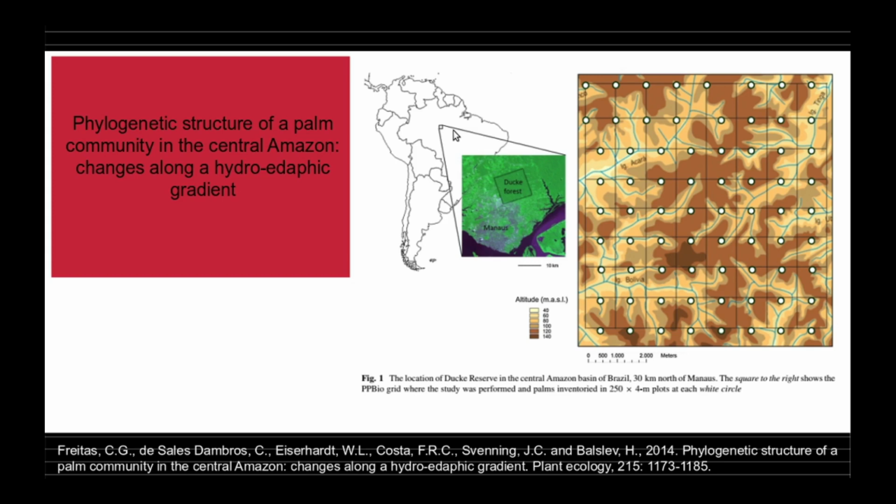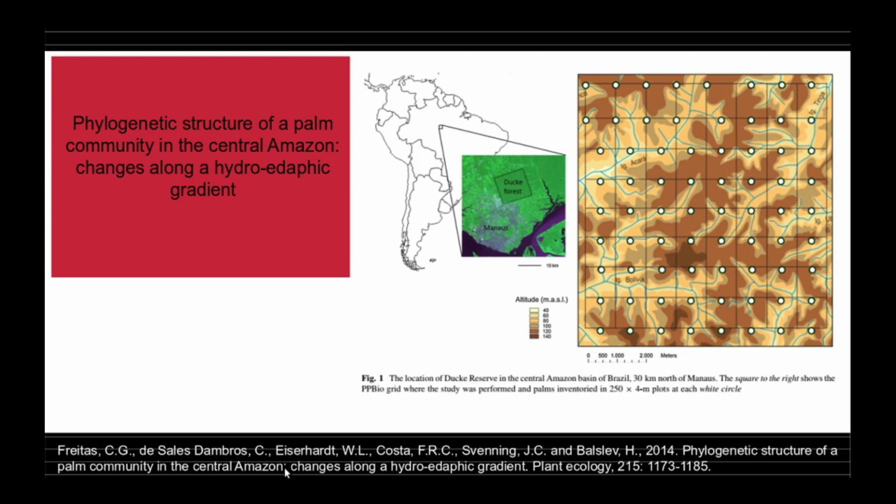So community ecology, even today, even after 6 years, is still lacking a set of central theories that synthesize its general principles. So by the time I was writing this paper, the phylogenetic structure of palm community in the central Amazon changed along a hydroedific gradient, and here you can see the full reference. The phylogenetic structure of communities was a big hope to understand the sorting of species at our local communities.